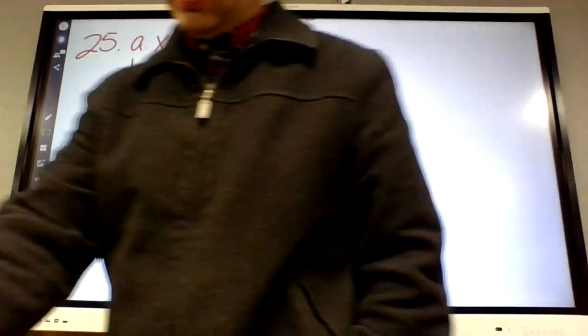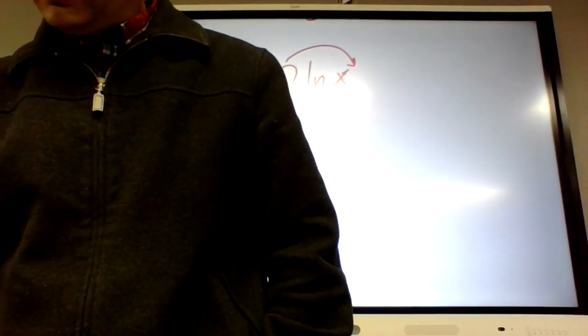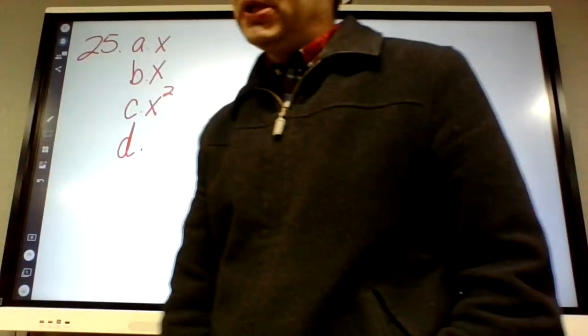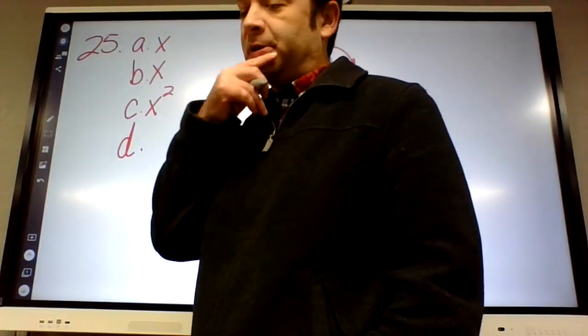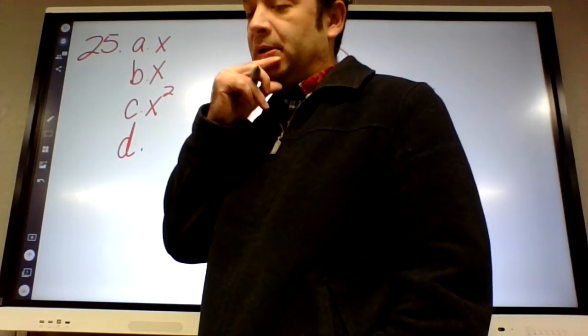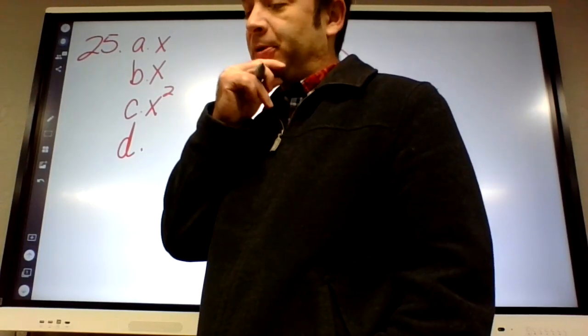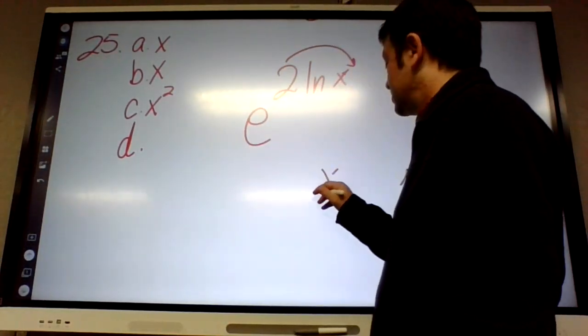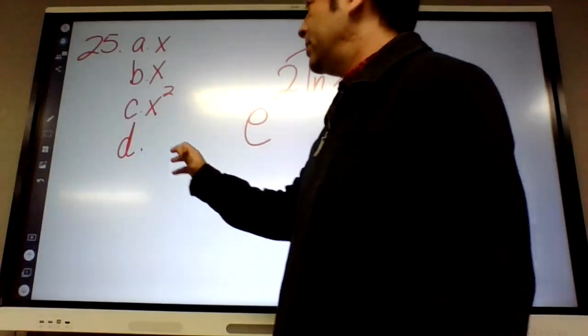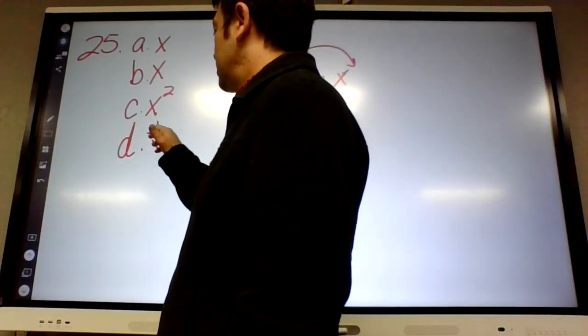Oh, for D? Yeah, so on D, the negative in front of the natural log can move up as a -1 on the exponent. So it's x to the -1 or 1 over x.